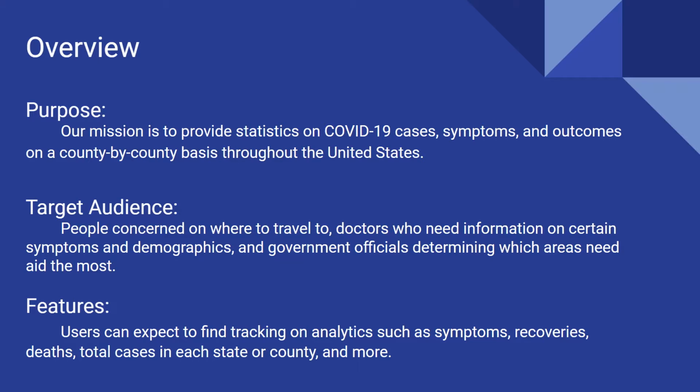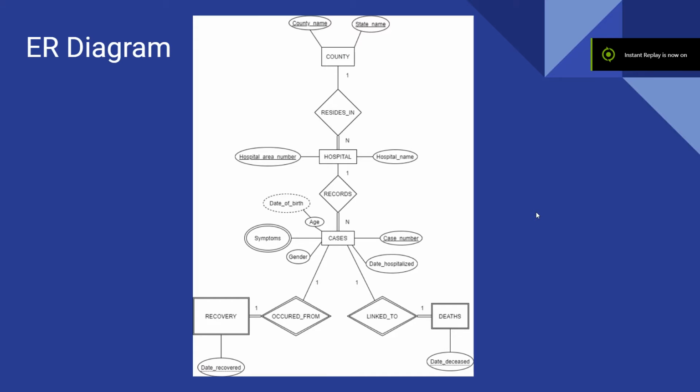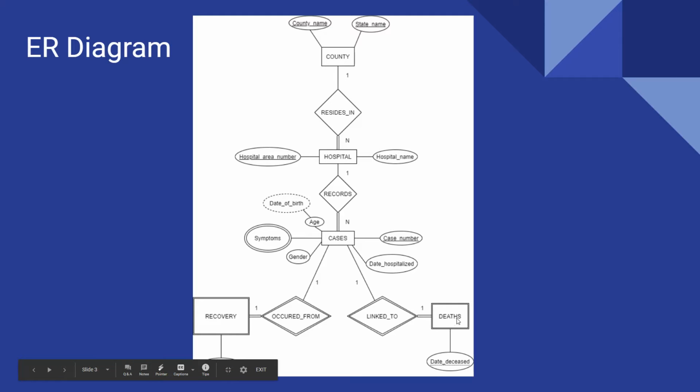Features that users can expect include tracking analytics such as symptoms, recoveries, deaths, total cases in each state or county, and more. The entity diagram showcases the relationships of the entity sets in our database. We have a total of 5 entities shown as boxes. These entities include county, hospital, cases, recovery, and deaths. Recovery and deaths are both weak entities.